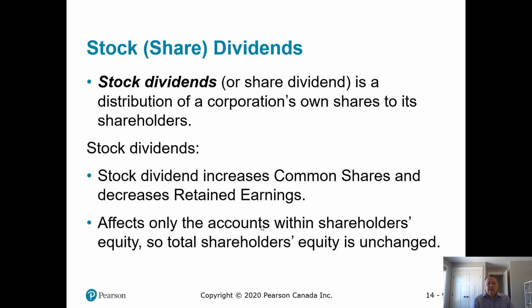And what happens is when we do that, the stock dividend increases common shares, so we have more common shares that have been issued, and we reduce retained earnings. Same sort of thing would happen if we issued common shares and then if we paid out cash dividends. So in which case, we're just shortcutting it here, just giving stock dividends instead of paying out cash dividends. And we end up, again, increasing common shares and decreasing retained earnings.